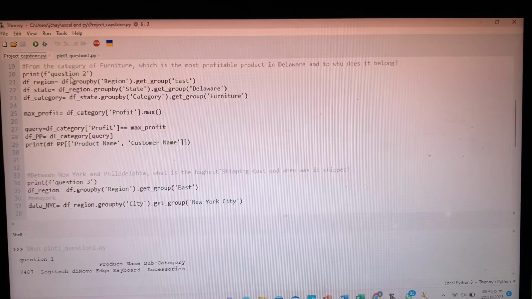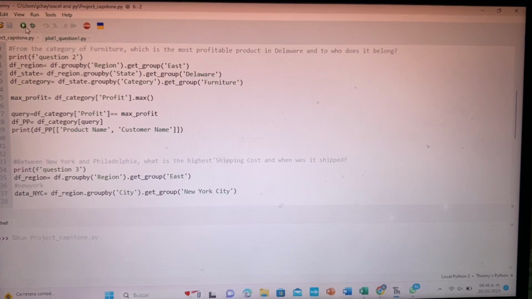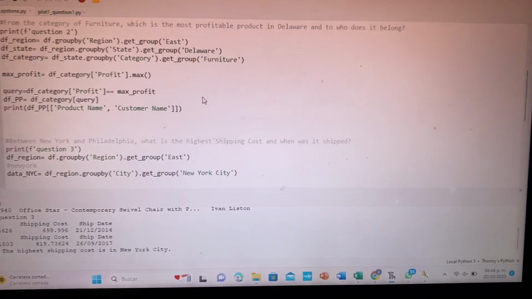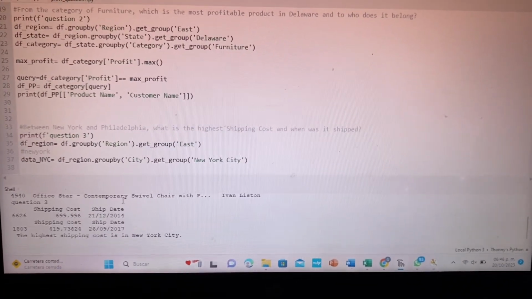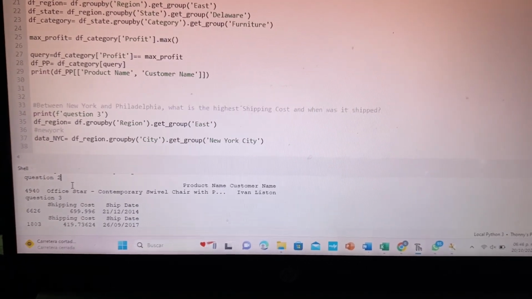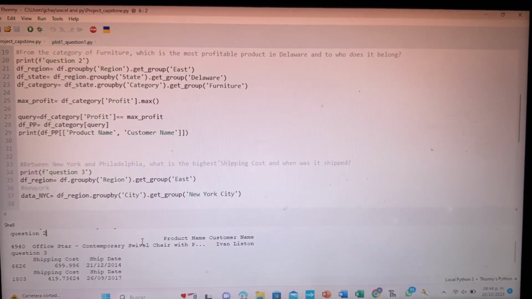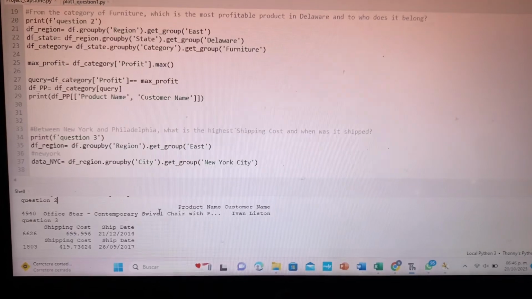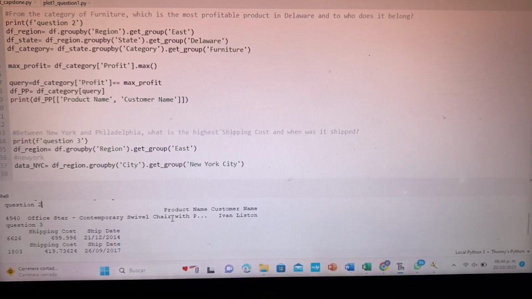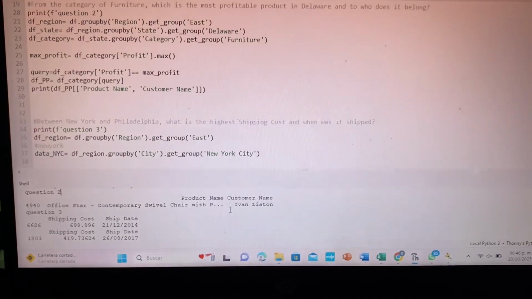So running the program, again, it's gonna show the graph of the question number 3. And we can see here in the shell question number 2. So the answer to from the category of furniture, which is the most profitable product in Delaware and to who does it belong, is the Office Star Contemporary Swivel Chair with, I don't know what it says, and it belongs to Ivan Liston.